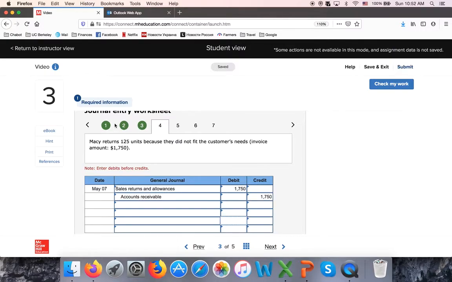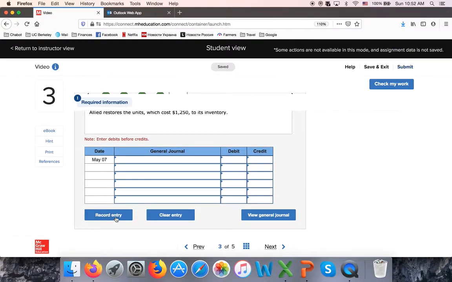So again, if you think about this transaction, it's the reversal of this original sale. We flip it over. But the customer is not returning all units. They're only returning 125 units. Okay, so let's record this one.